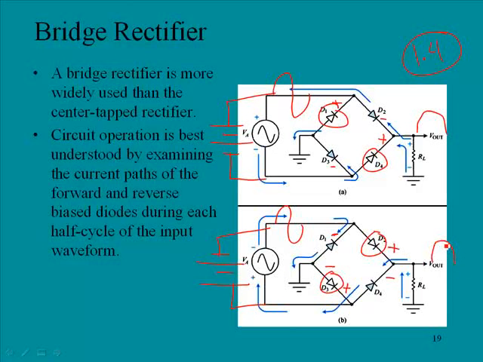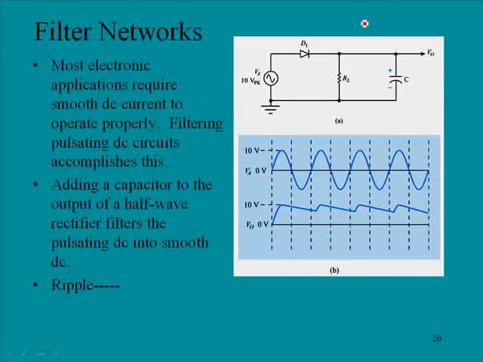Now, for practical purposes, we come in with an AC signal, and we're going to get basically the same pattern that we had with the full wave, except that we're going to get a greater amplitude. And so these are more widely used than the center tapped variety. Most electronic applications require smooth DC current to operate properly.